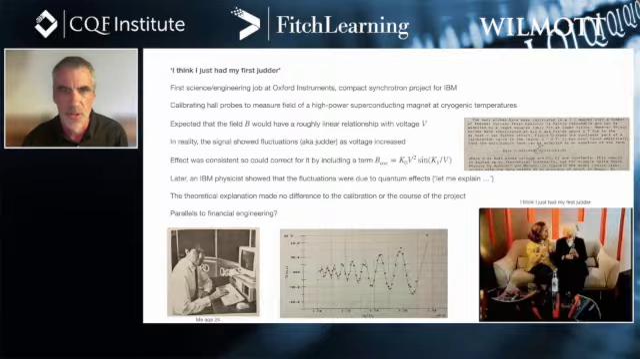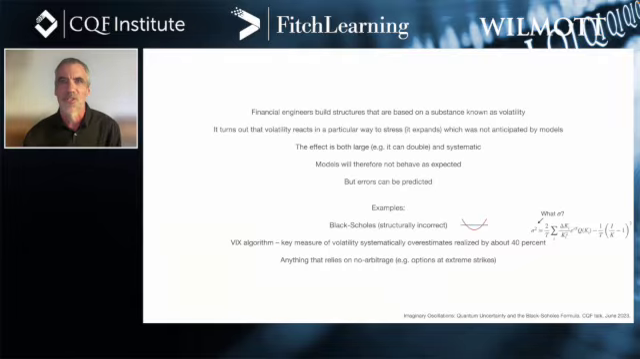So what are the parallels to financial engineering? Well, I think one way to look at it is that financial engineers build structures that are based on a substance known as volatility. And it turns out that volatility reacts in a particular way to stress. It expands, which was not anticipated by models. The effect is both large, like it can double or more, and systematic. And models will therefore not behave as expected, but errors can be predicted.